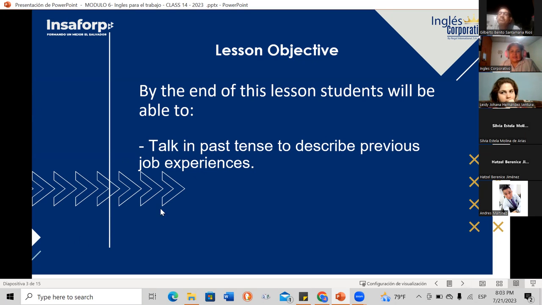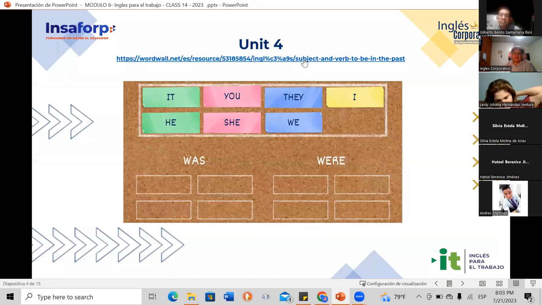The lesson objective for this class is to talk about past tense to describe previous job experiences, okay? We're going to use the past tense, okay? So I have the first activity. It is related to the verb to be in past.